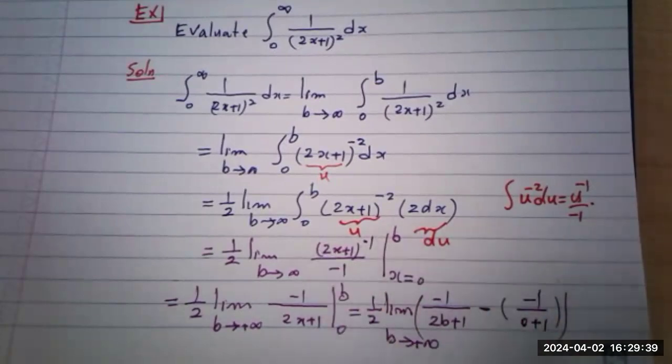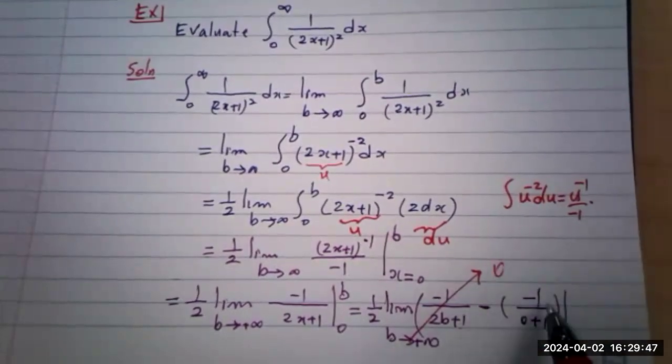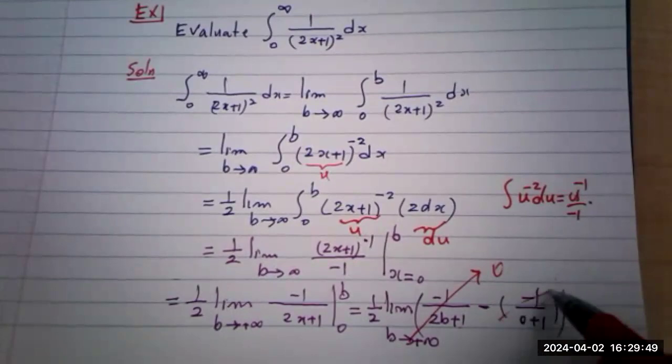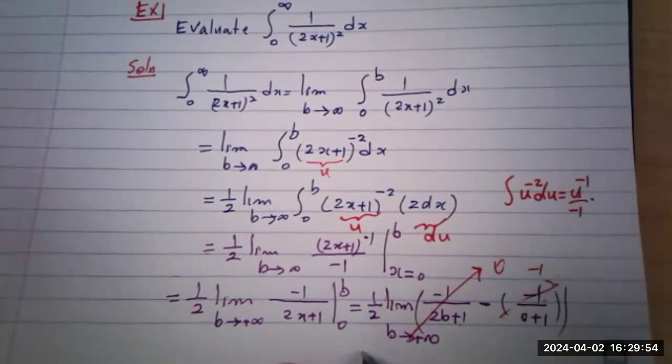Okay, so that's going to be the one. If b goes to infinity, this would be 0. Negative, negative would be positive. So basically, the result is going to be what? The result would be 1.